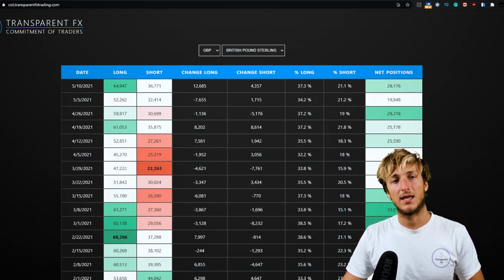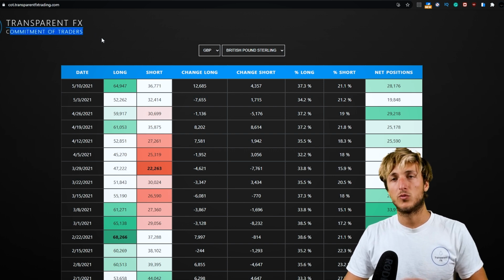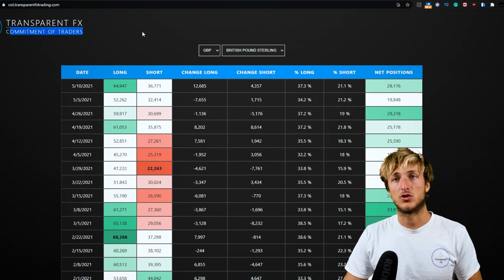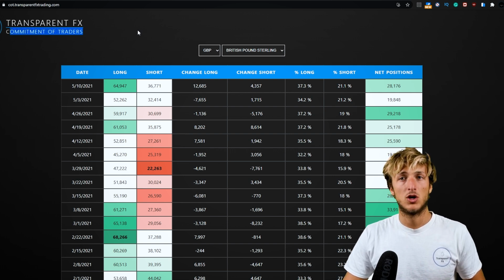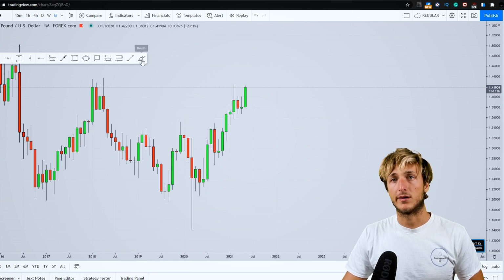So by checking the commitment of traders, so the COT data, to see what the non-commercials in the market are doing, which are basically the biggest speculators. And by the end of the video, by using the combination of our technical analysis and our order flow analysis, we will be able to understand where we have the highest probabilities for a nice trading opportunity on the pair. Now, starting here on the monthly time frame, what do we have?